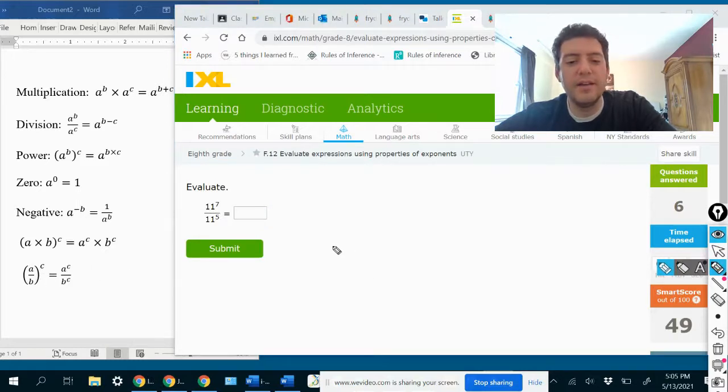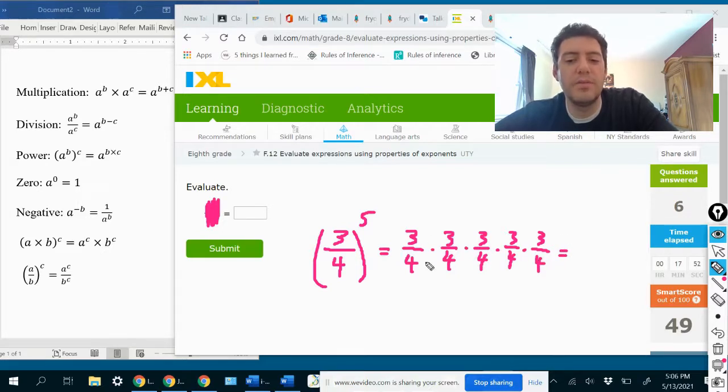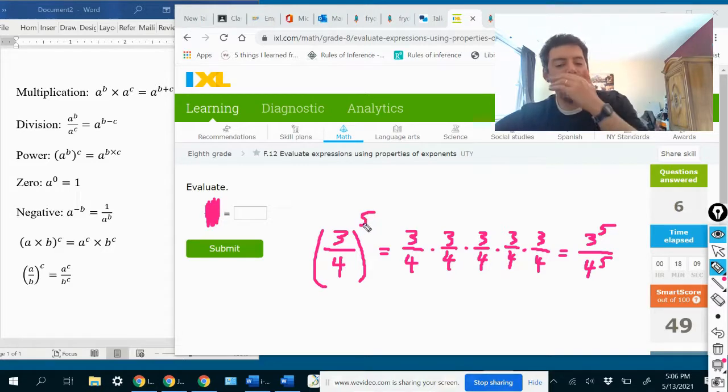So for example, if I had something like 3 over 4 to the 5th power, well, what does that mean? That means 3/4 times 3/4 times 3/4 times 3/4 times 3/4, okay? But how do we multiply fractions? We just multiply out the numerators and multiply the denominators. So in the numerator, I'm just going to get 3 times 3 times 3 times 3 times 3, which is 3 to the 5th power. And in the denominator, I'm just going to get 4 times 4 times 4 times 4 times 4, which is 4 to the 5th power. So 3 over 4 all to the 5th power is just 3 to the 5th power over 4 to the 5th power.